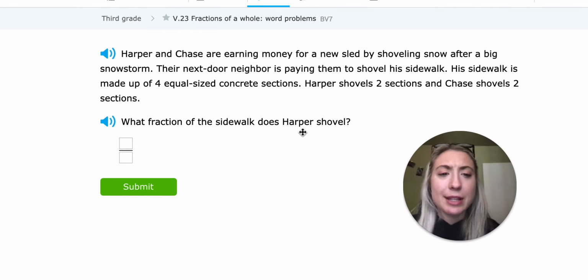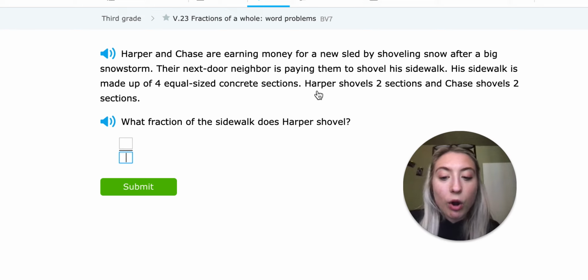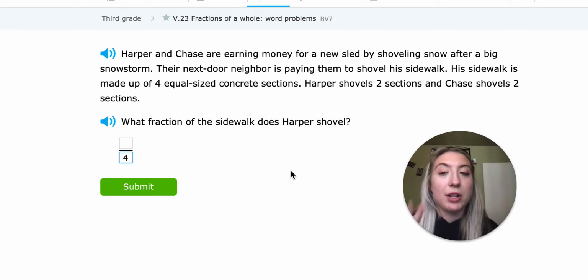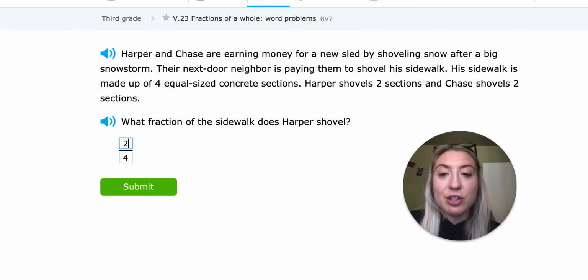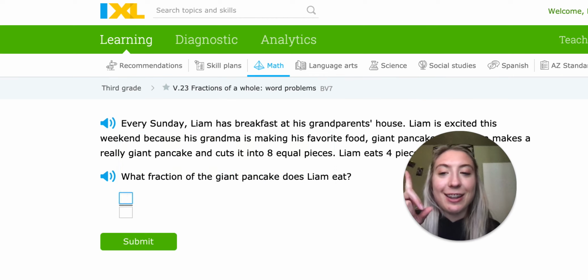So the first thing let's do is find our denominator. That's our bottom number. That's taking the whole sidewalk, and we want to figure out how many equal parts it's divided into. So here, the sidewalk is the whole. It is divided into 4 equal sections. So we know our denominator would be 4 because our whole is divided up into 4 parts. And we are trying to figure out how many parts Harper shovels. Well, it says right here, Harper shovels 2 sections and Chase shovels 2 sections. But we're just talking about Harper, so our numerator would be 2 because Harper shoveled 2 out of the 4 sections. So Harper shoveled 2/4. And we got it, so let's try another one.